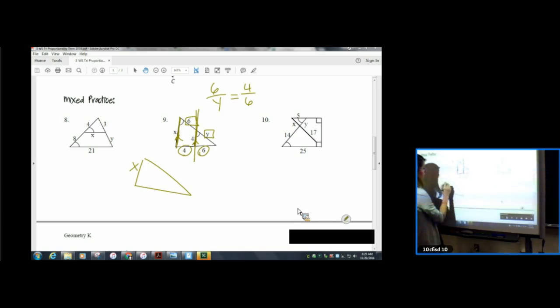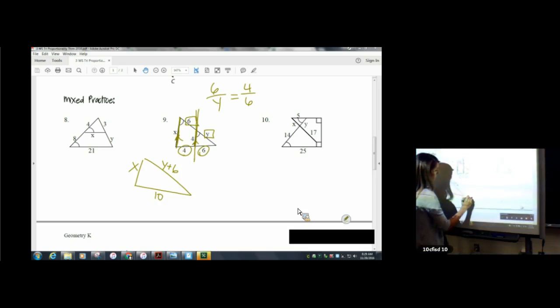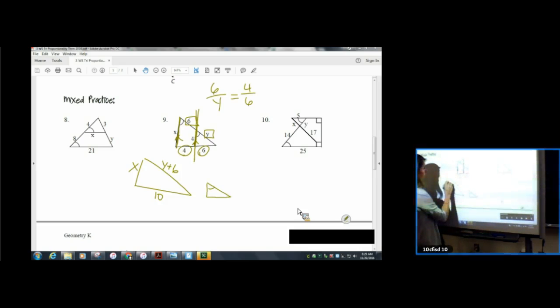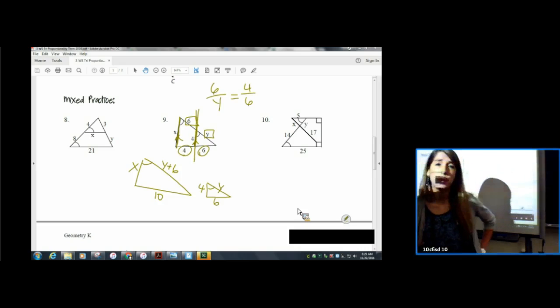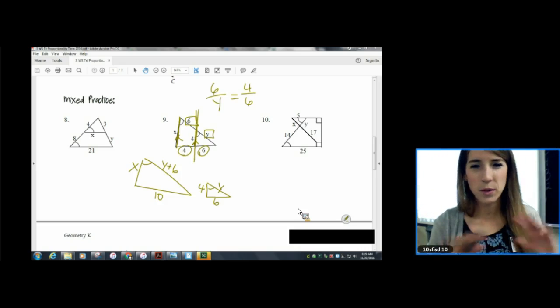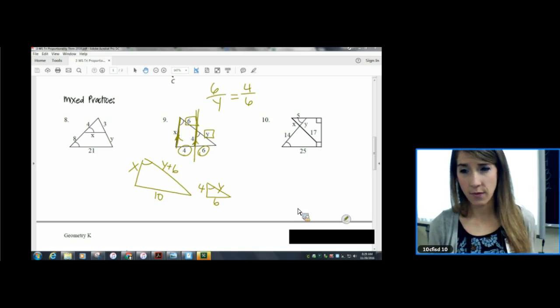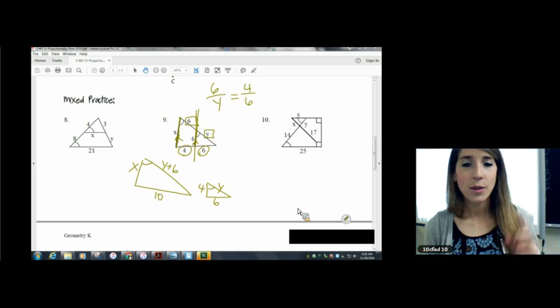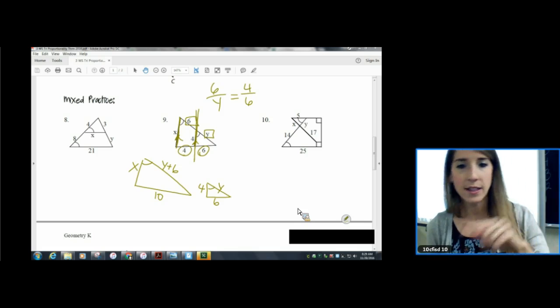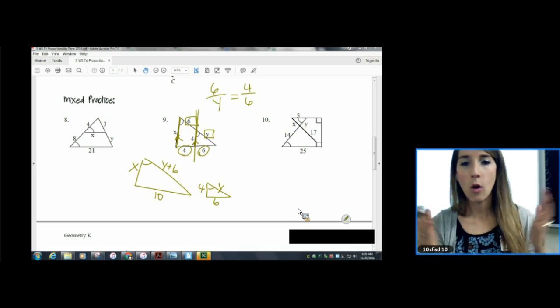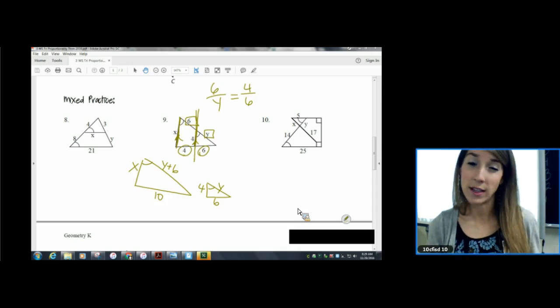X, y plus 6, 10. See where I'm getting at here? 4, 6, y. I went ahead and put all the dimensions. If you're finding x, you wouldn't have needed the y. What's important to remember is to add the 6 and the 4. To find x, you can't just use 6 is to 4 as 4 is to x. You need the whole side. That's why I tell you to draw it separately.